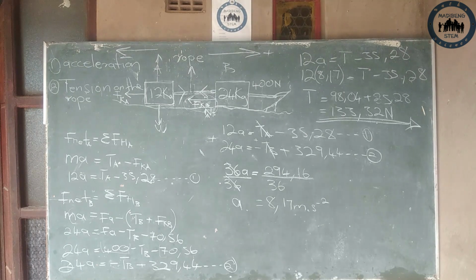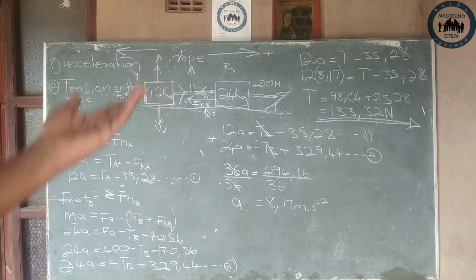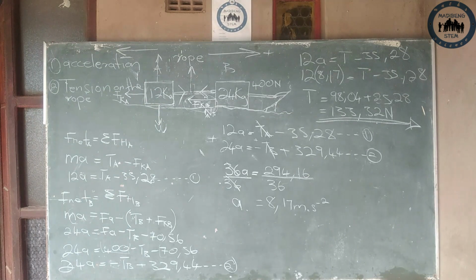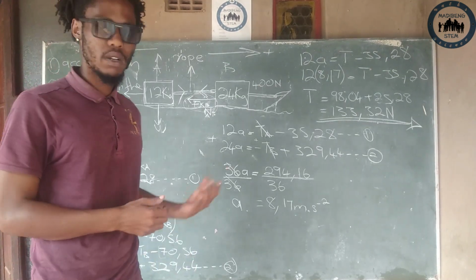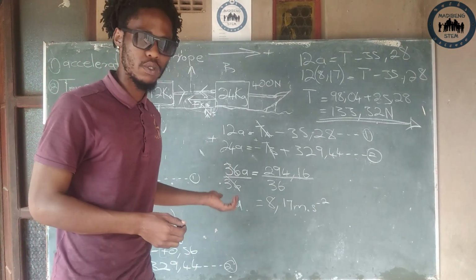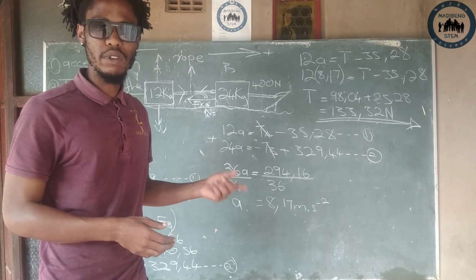This is how you calculate tension. It's a lot of work. You can see it's a lot of work. It will take you at least 6 minutes to do this one. It's going to be 7 or 8 marks. So it's a lot of things that you have to do. It's a lot of things that you will have to remember.